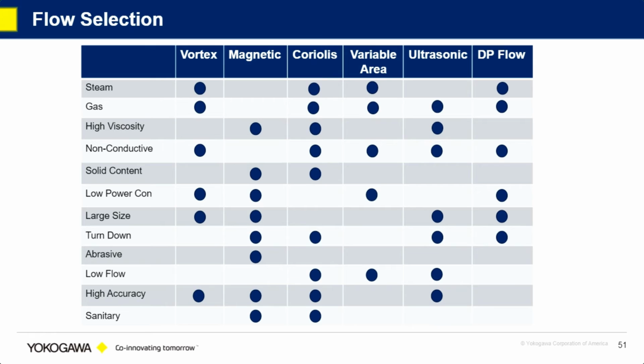And then we have a flow selection poster. So again, if you have a steam application, a magnetic flow meter and ultrasonic isn't going to be good for that. If you have an abrasive application, we're going to push you probably towards a magnetic flow meter, assuming it's conductive. If you need a large turn down, magmeter, Coriolis, the ultrasonic, they're all good meters for that type of application. This flow selection poster you can download from our website, or if you contact us, we can send you a version as well.